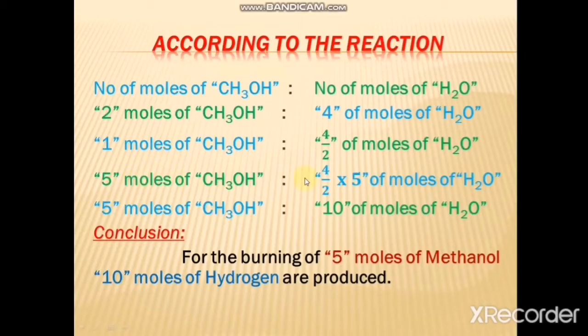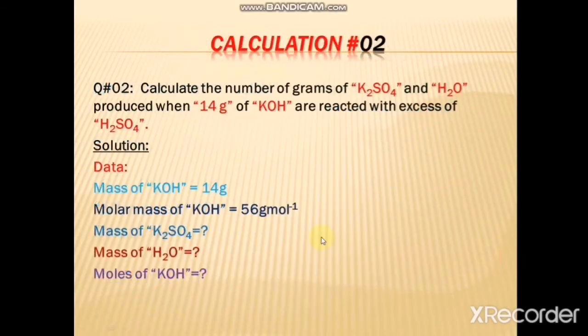So we are given the 5 moles, we can multiply with 5 on both sides. 5 moles of methanol when used, then 4 by 2 into 5 moles of water are produced. 5 4s are 20 by 2, which is equal to 10 moles of water. So from the combustion of 2 moles of methanol, 4 moles of water are produced, and from the combustion of 5 moles of methanol, 10 moles of water are produced. This is the calculation regarding the comparison of moles of reactants with moles of products.